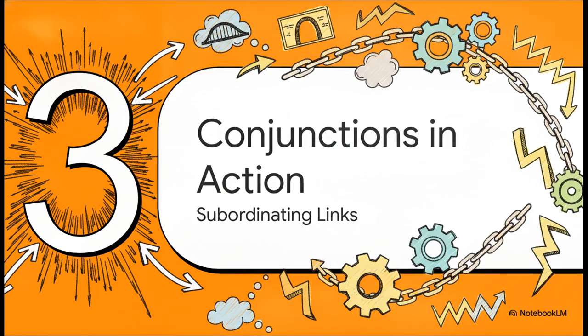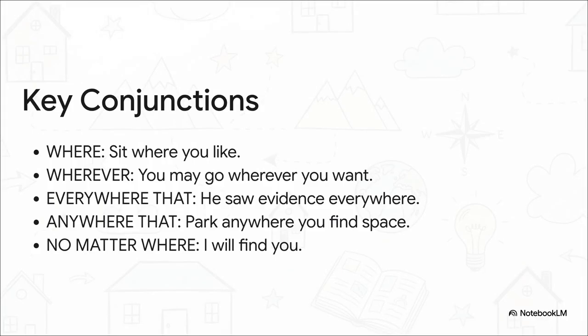Let's jump into section 3, conjunctions in action. So how do we actually pull this off? We need catalysts, specifically subordinating conjunctions. This is your toolkit right here. Where is our standard, universally neutral option. Wherever introduces this great open universal condition. But as we move down the list to everywhere that and anywhere that, we are firmly entering the realm of formal academic writing. I mean, notice how you can park anywhere that you find space. Sounds so much more structured than just casually saying park where you want.